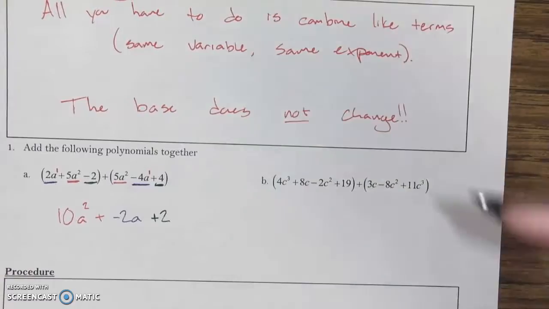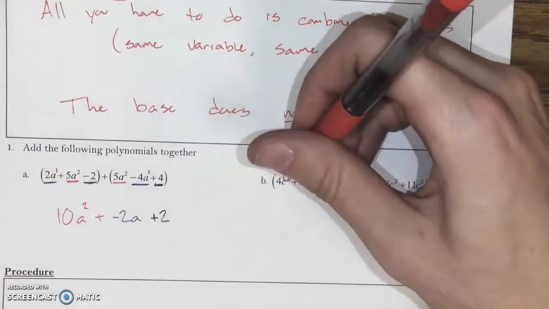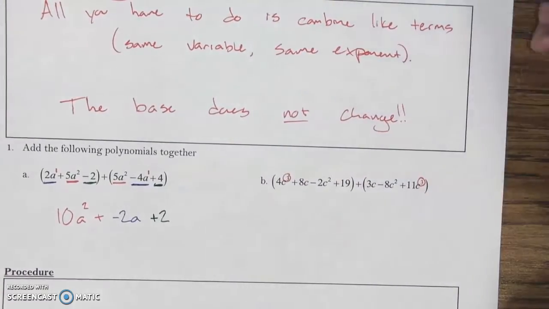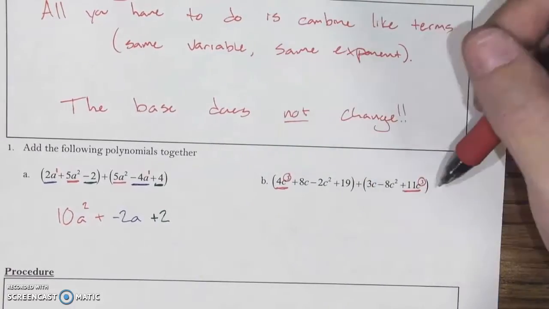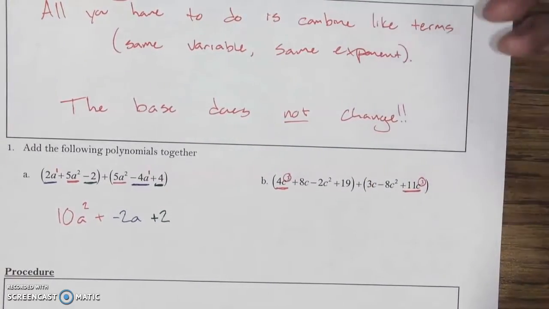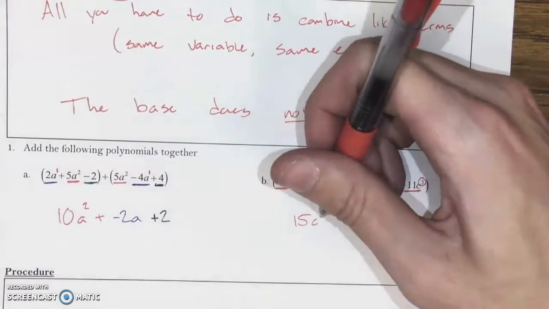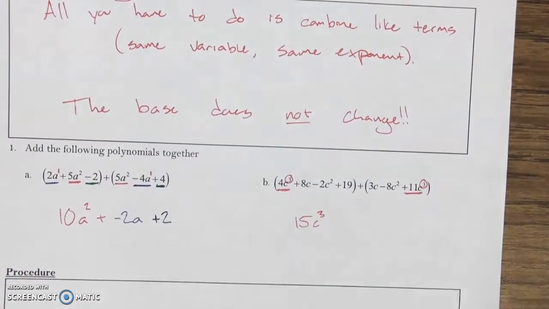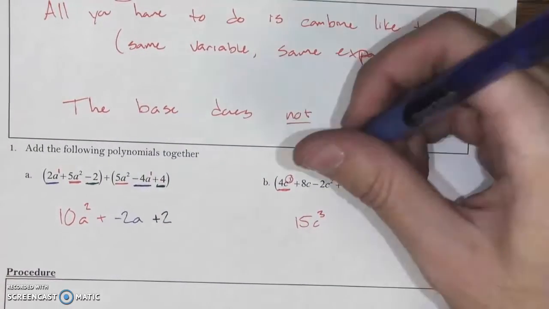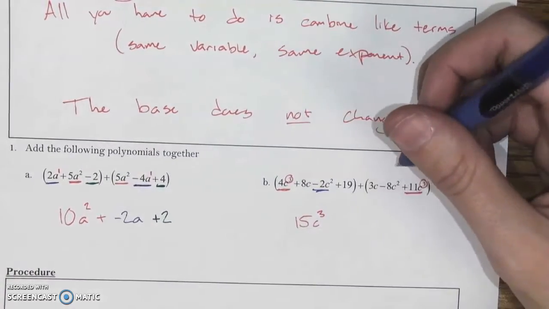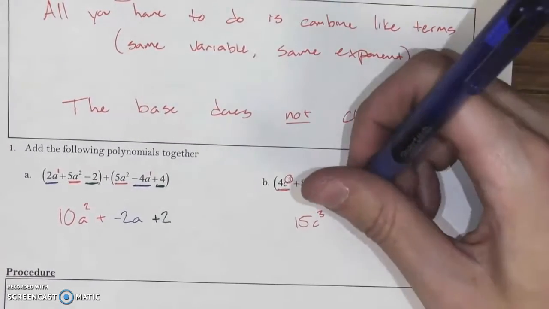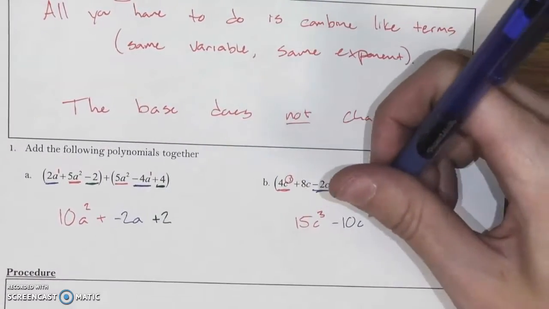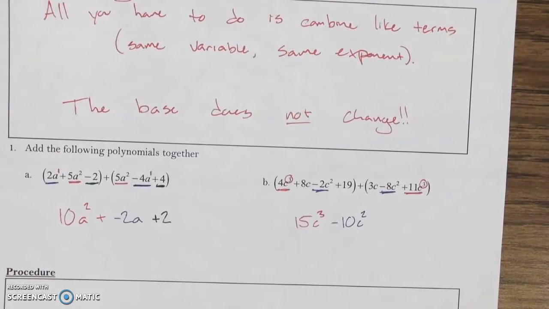Looking over here, the highest exponent that we have is c cubed, or c to the third. So that first term we have 4c cubed and 11c cubed gives us 15c cubed. Next up, we can add up our c squared. So we have a negative 2c squared and a negative 8c squared gives us a negative 10c squared, or minus 10c squared.